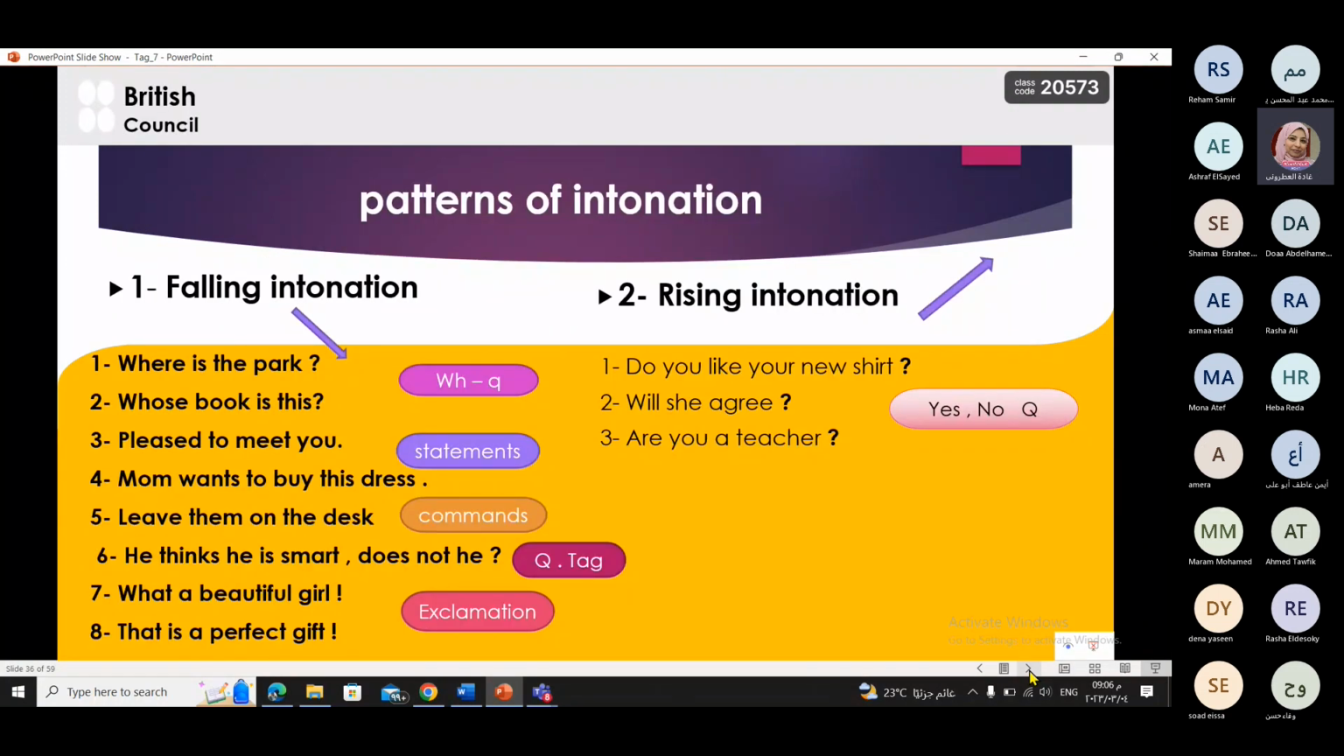I think we have discussed intonation in the previous session, and we have said that we have some patterns of intonation: the falling intonation and the rising intonation. We said that the falling intonation is used with questions, statements, commands, and question tags when we don't want an answer, and with exclamations. I don't want to repeat myself. The rising intonation is used with a yes/no question, so you can practice. You have the sentences on the screen here. Go ahead and feel free to say them.